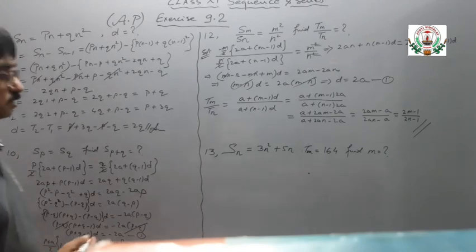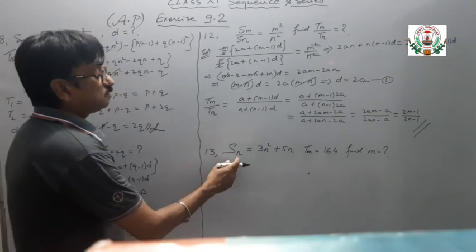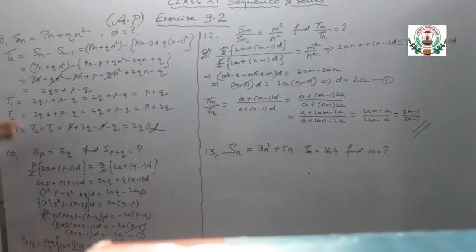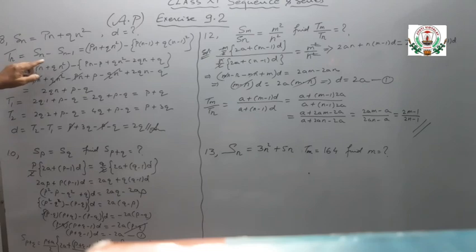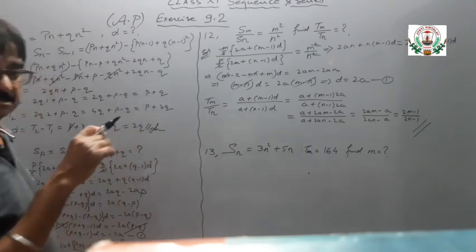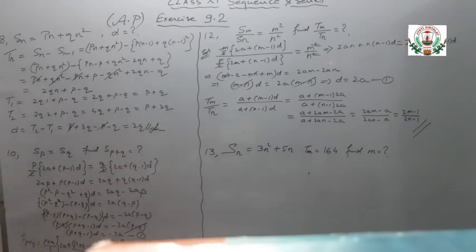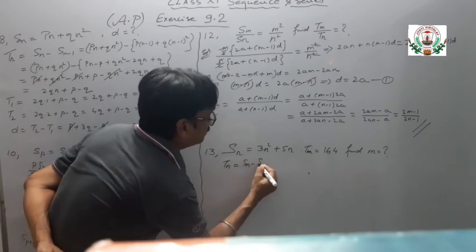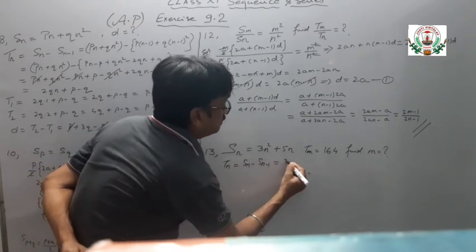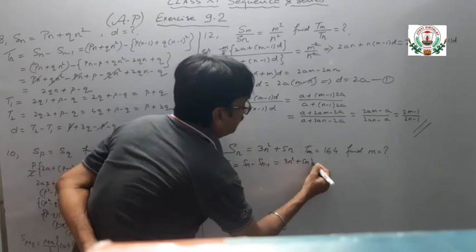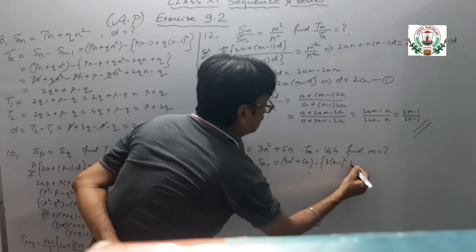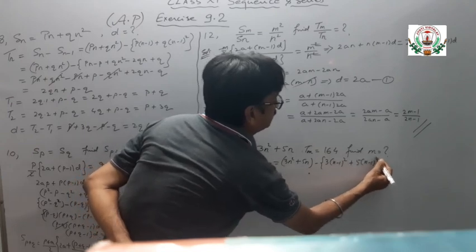Now the question number 13. Sn is 3n square plus 5n and the mth term is given as 164, find m. As we have calculated in question number 8, same formula we will apply, and first we have to calculate the nth term and then in place of n we will put m, so the mth term will be obtained. Now Tn is equal to Sn minus S(n minus 1): 3n square plus 5n minus, in place of n we put n minus 1, 3(n minus 1) square plus 5 into (n minus 1).